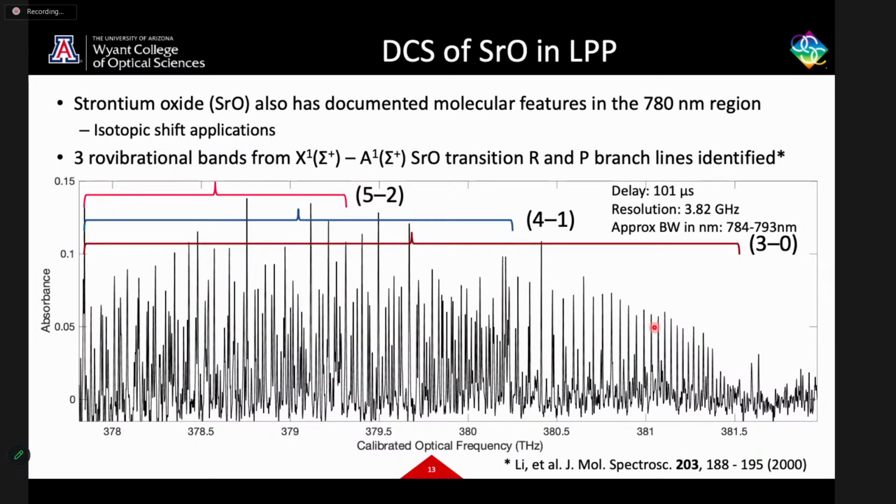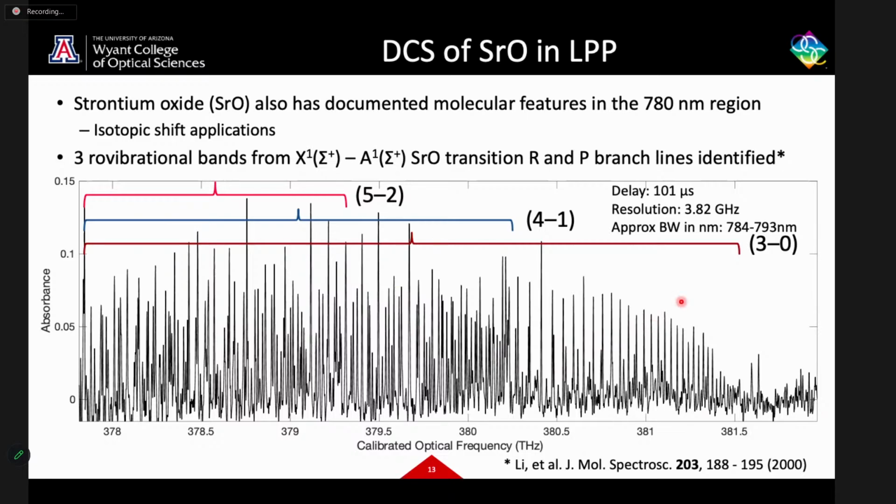So for our strontium oxide experiment, we use the same laser and dual cone system as I outlined previously with the cerium. And this was of interest to us because of the strong isotopic shift that strontium oxide has compared to similar species. And what we were able to measure at a pretty decent spectral resolution in the 780 nanometer region was 3 measurable rovibrational bands with R and P branches identified with our system.